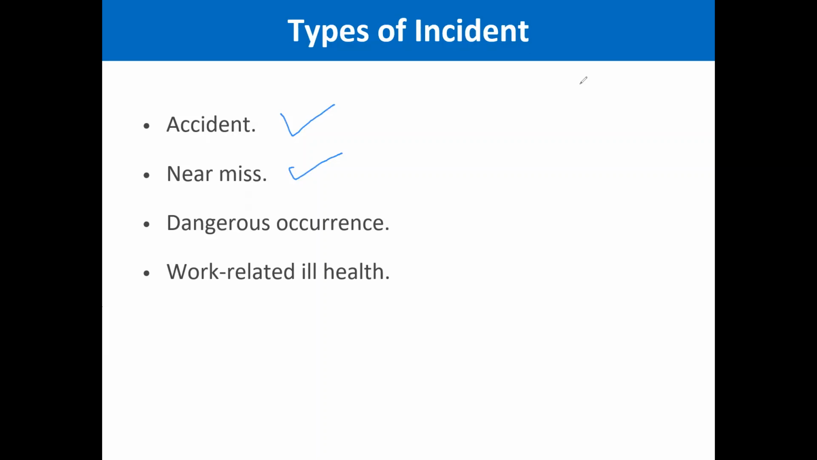So an incident is any event which either leads to damage or could have led to damage. It is any kind of occurrence. Now there's another definition which is called a dangerous occurrence. A dangerous occurrence is also an incident. It could be either an accident or a near miss, but a dangerous occurrence is something that you have to report to the government authorities. You have to report dangerous occurrences to the government.